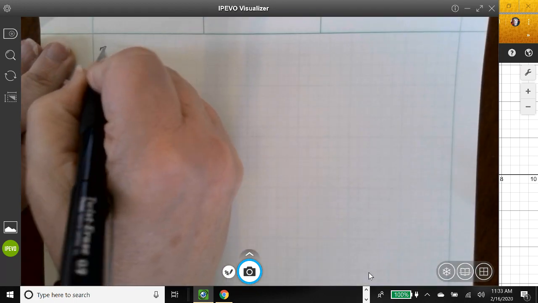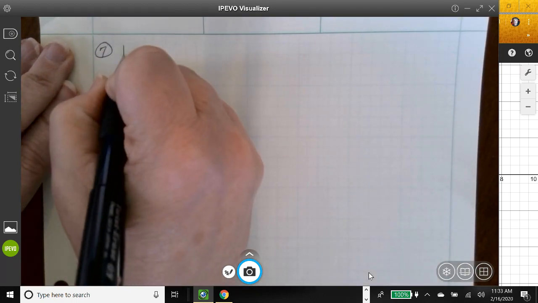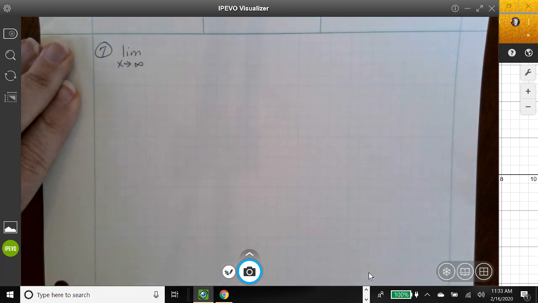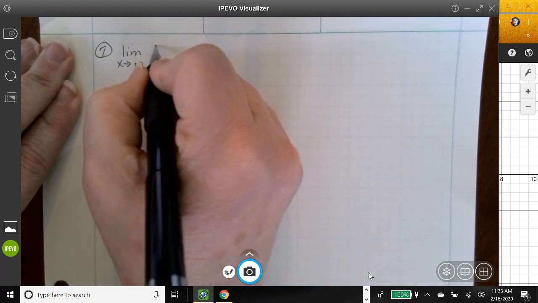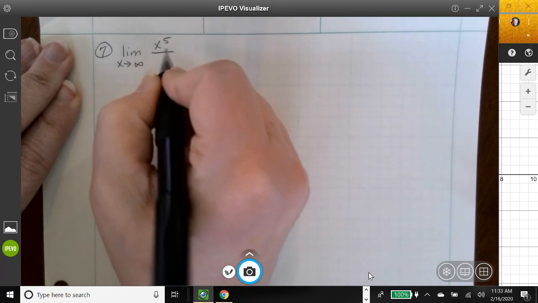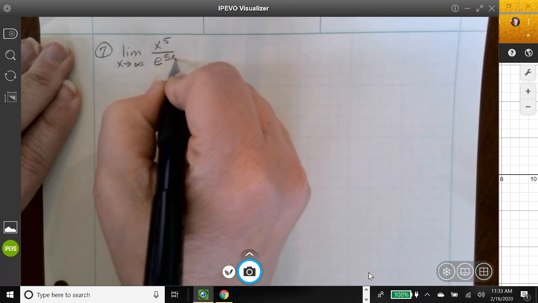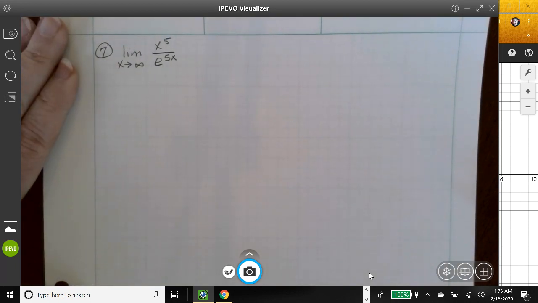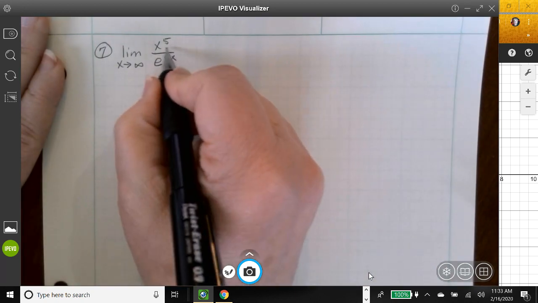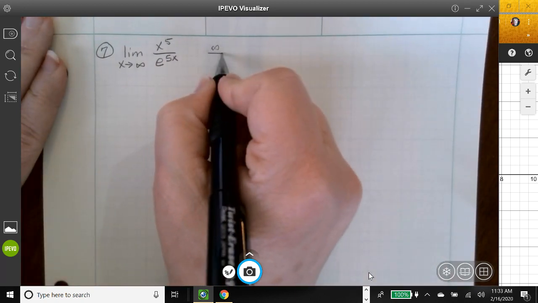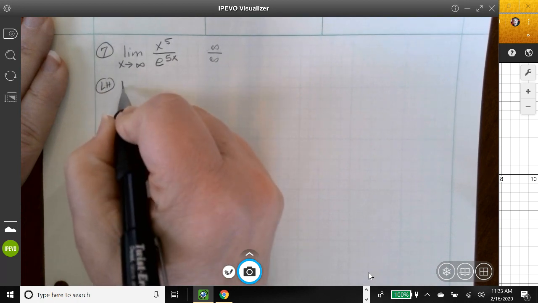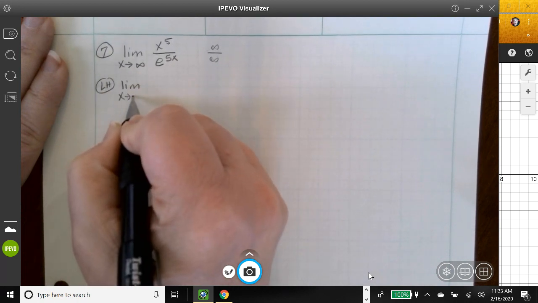Number 7. All right, here we go. The limit as x goes to infinity. I've changed it up now. We're going to go towards infinity of x to the 5th over e to the 5x. Now, what happens as I let x go to infinity on this nice, lovely ratio? Well, x to the 5th goes to infinity, and so does e to the 5x. So I can use L'Hopital here and find the limit of their rates of change.